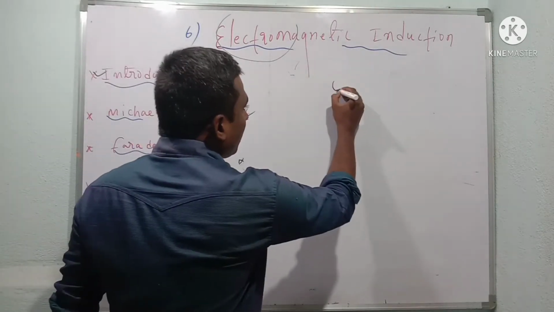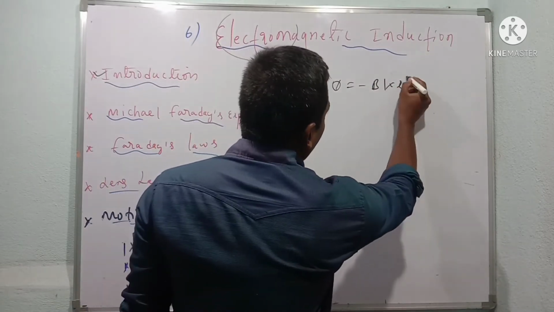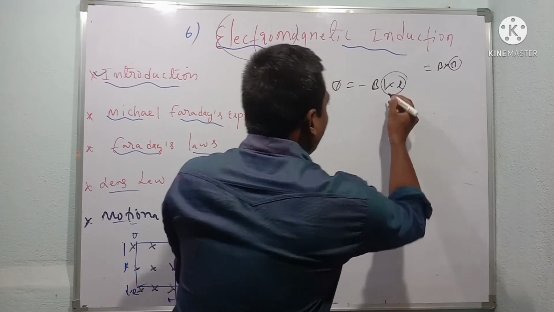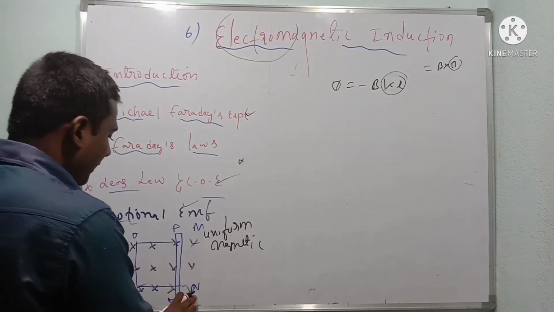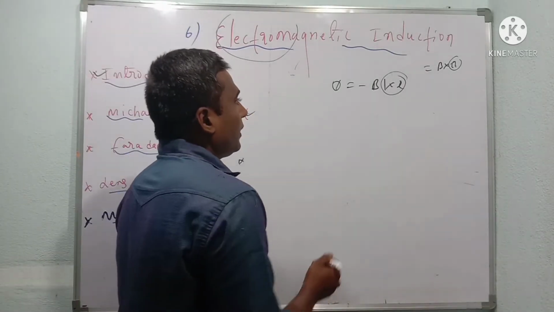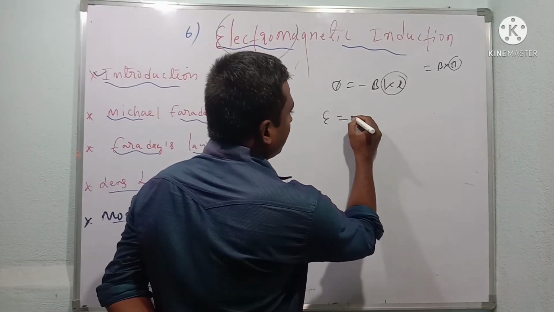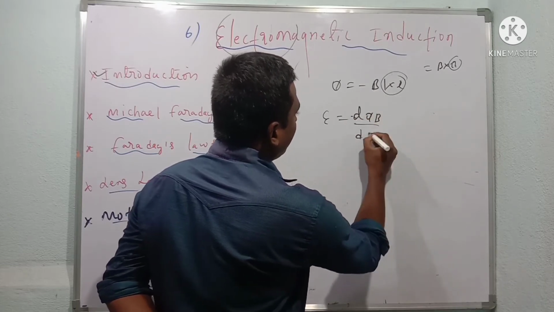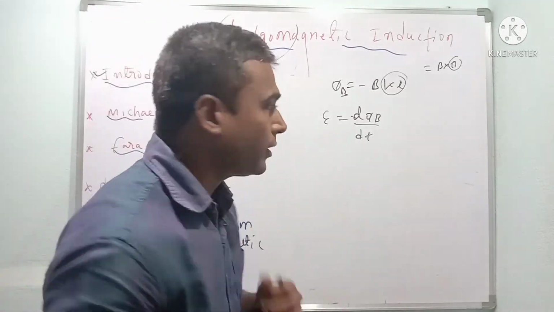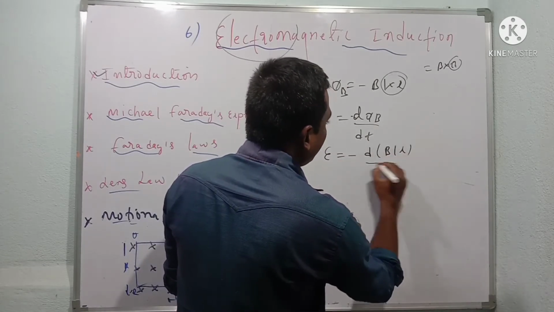So the magnetic flux is equal to B L X. We know that magnetic flux is the product of B and area. Here the length I have taken is L and this I have taken as X, length into breadth, the area of this rectangle. Now according to Faraday's law, EMF is equal to minus d phi B by dt, meaning the induced EMF is directly proportional to the rate of change of magnetic flux.